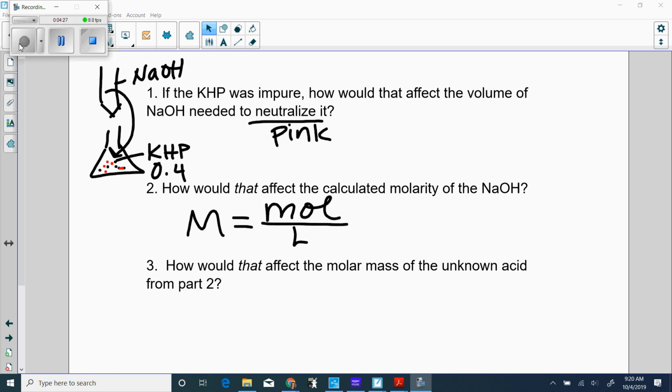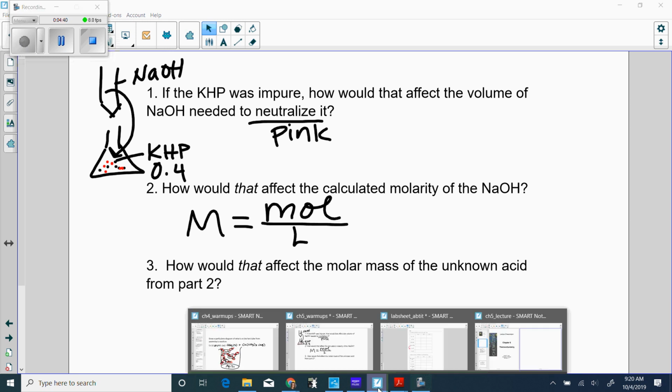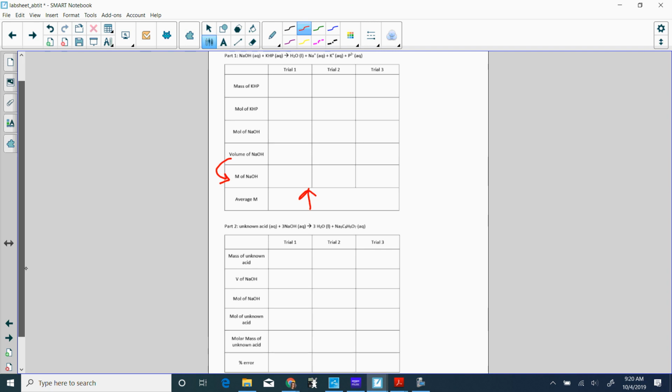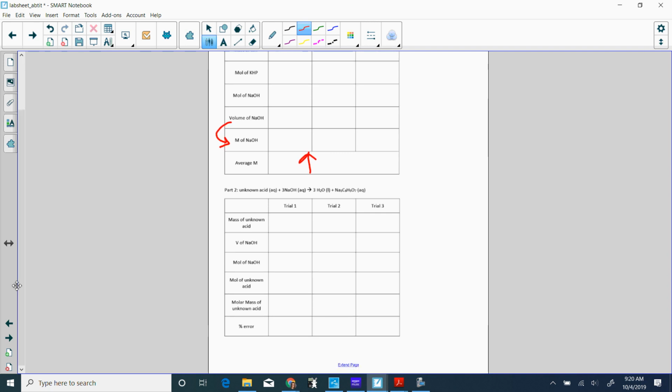Okay, now the second analysis question. You made a decision on molarity. Now this is going to be hard. You're going to have to follow this through a few different places. You made a decision on molarity. You said, okay, this number is either going to go up or it's going to go down, and you know which way it's going to go. How does that affect this way down here?